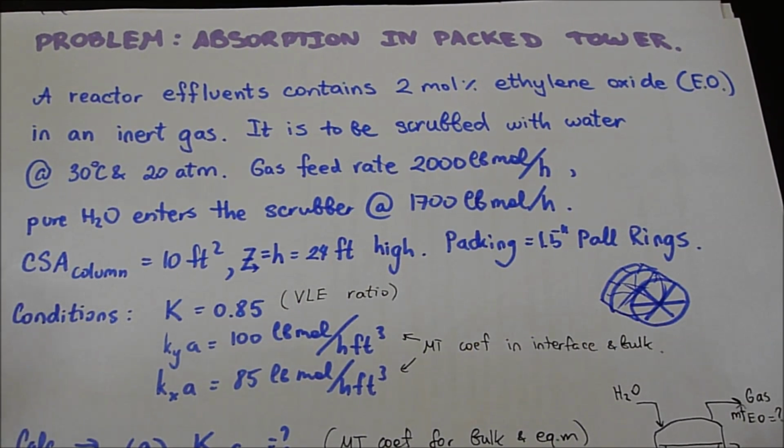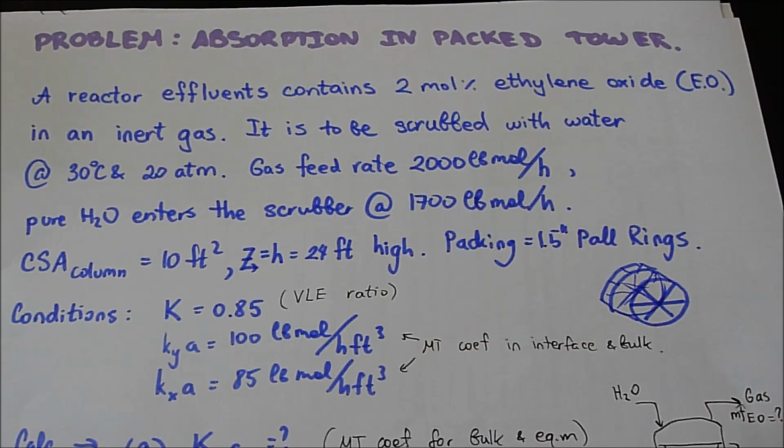Hello everyone, our next problem is absorption in packed tower. Let me read the problem statement. A reactor effluent contains 2 mol percent ethylene oxide, EO, in an inert gas. It is to be scrubbed with water at 30 degrees Celsius and 20 atmospheric pressure. Gas feed rate is 2000 pound-moles per hour.